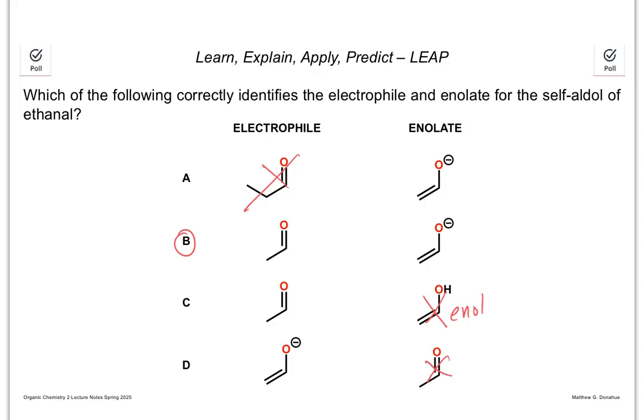So in the aldol, we have to identify what's the nucleophile, the enolate part, and then what's the electrophile. And what I'm saying holds true for ketones as well, even though I'm not going to lecture you on those. Replace the H of the aldehyde with a carbon, you can do the same chemistry.